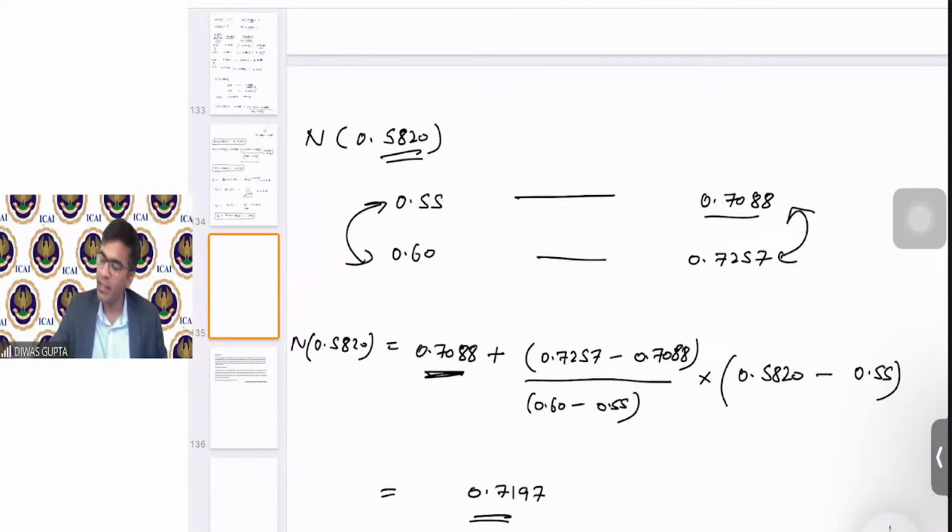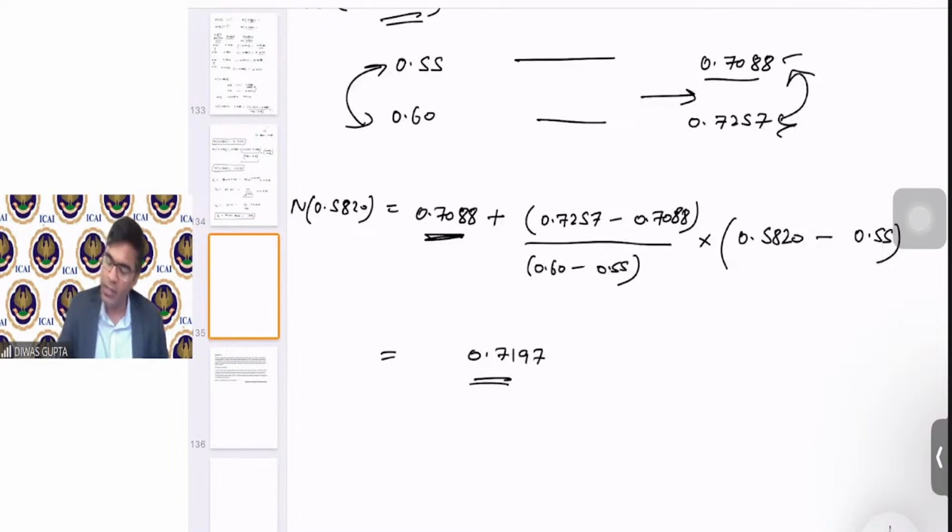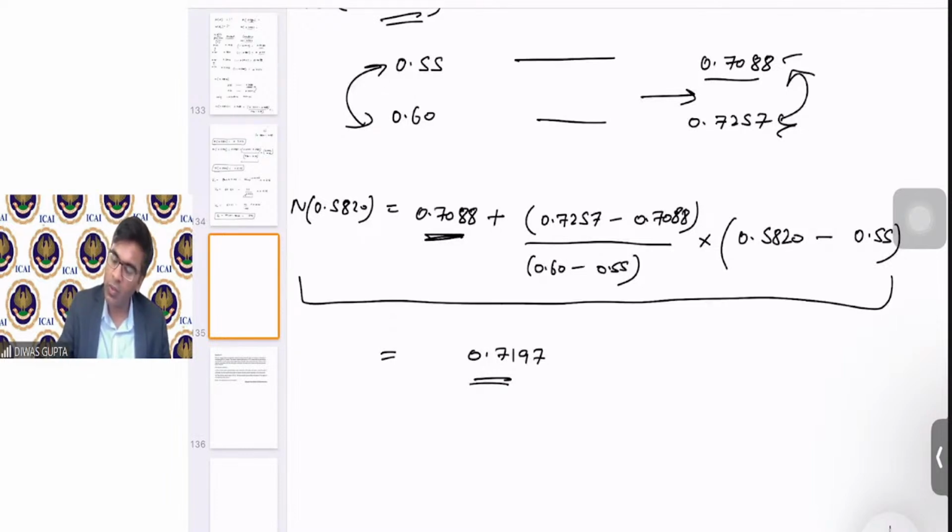And Tanisha, one more thing, you are saying that you are getting 0.46448. Just check, Tanisha, it cannot be the case because the value has to lie in between these two values, 0.70 and 0.72. It cannot be 0.46. Okay, Tanisha, just check again once. But the clear equation I mentioned here, in case there was some doubt on the equation part.